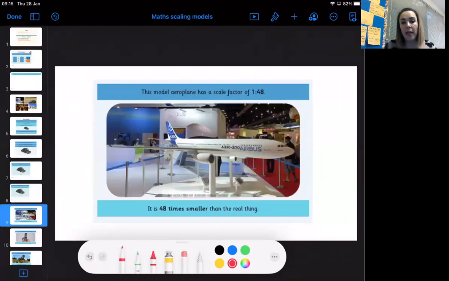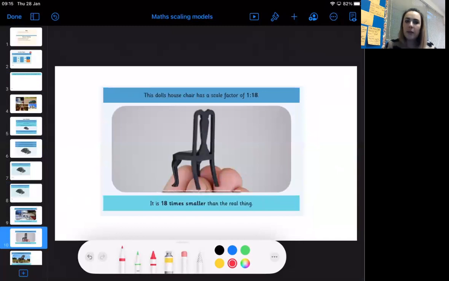This model aeroplane has a scale factor of 1 to 48. We know that an aeroplane is really, really big. So the model is 48 times smaller than the real thing. So the real thing is 48 times bigger than the model. This doll's house chair has a scale factor 1 to 18. It is 18 times smaller than the real thing. The real thing is 18 times bigger than the model.